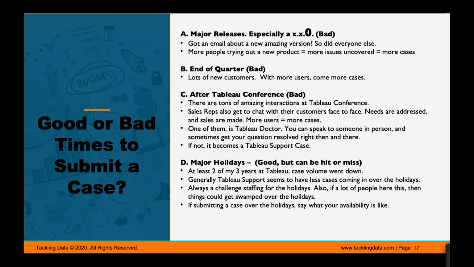Major holidays, especially over the Christmas holidays, these can be good, but could be hit or miss. July 4th might not be good. It depends on how many customers are away versus how many we're expecting. Generally, we see fewer cases coming in over the holidays. And of course, it's always a challenge staffing over the holidays, but sometimes it works out. And most of the time over the Christmas holidays, it does seem good. But then again, if everybody gets this note, then they might start submitting over the Christmas holidays, and it might not be a good time. But if you are submitting over the holidays, saying what your availability is like really helps the folks working the case to get in touch with you.